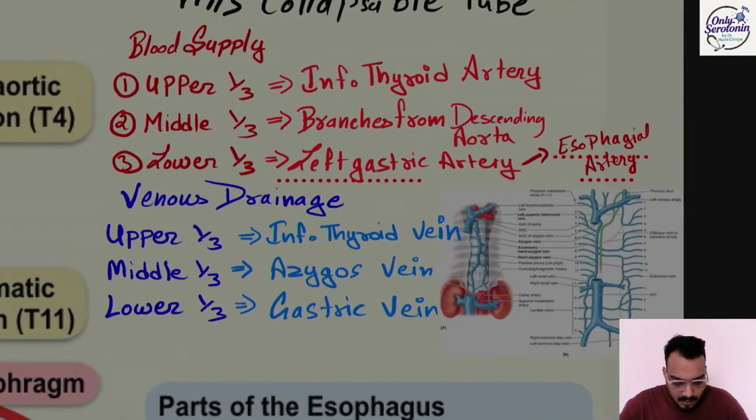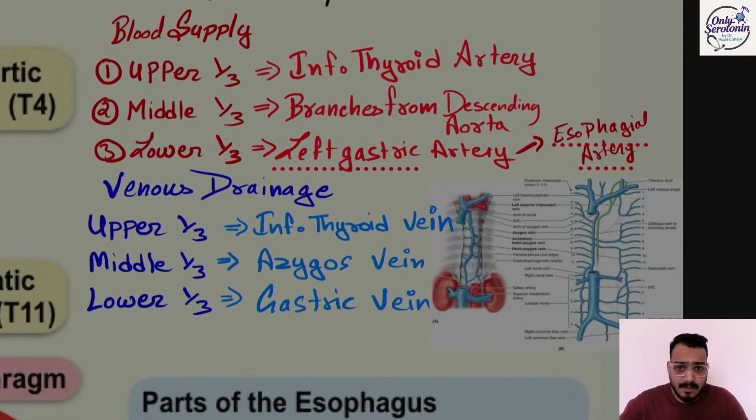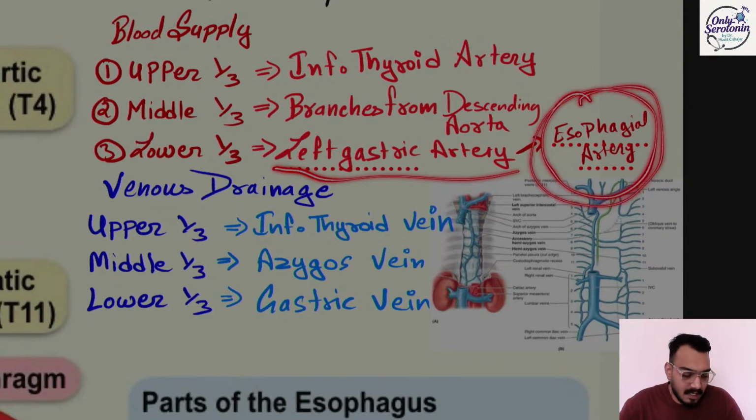Let's see the blood supply also, guys. All of us know that the blood supply will be either oxygenated blood or deoxygenated blood. Oxygenated blood comes from arteries, deoxygenated blood from veins. The arterial supply for the upper one third part is the inferior thyroid artery. For the middle one third part, it is the branches coming from the descending aorta, and for the lower one third part, it is the esophageal artery. This esophageal artery is a branch of the left gastric artery.